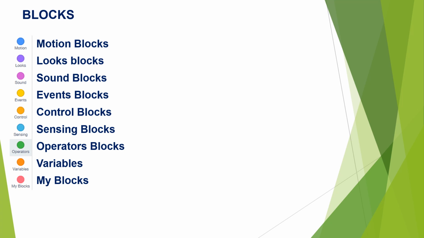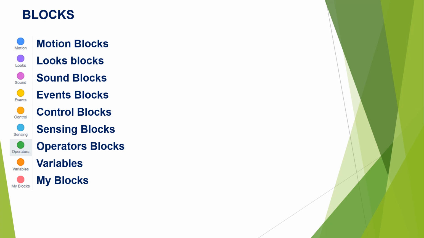Motion blocks define the movement of a sprite. Look blocks change the appearance and costume of sprites. Sound blocks control the playback and volume of audio files and musical notes. Event blocks are used to control the events and the triggering of scripts.